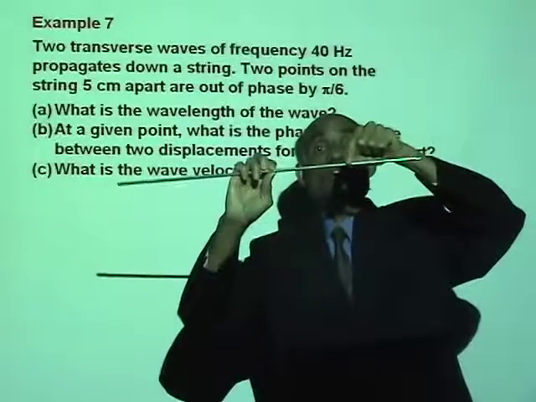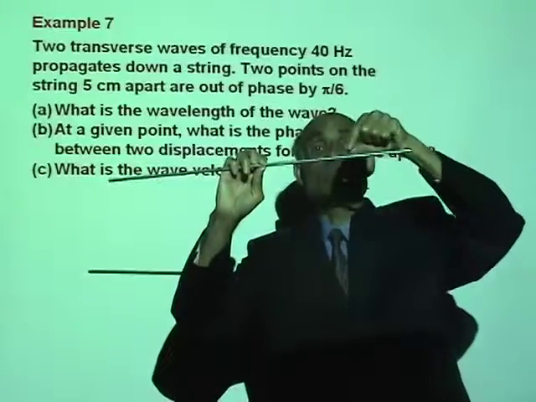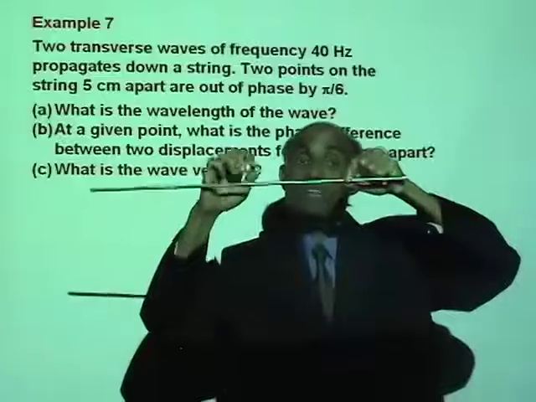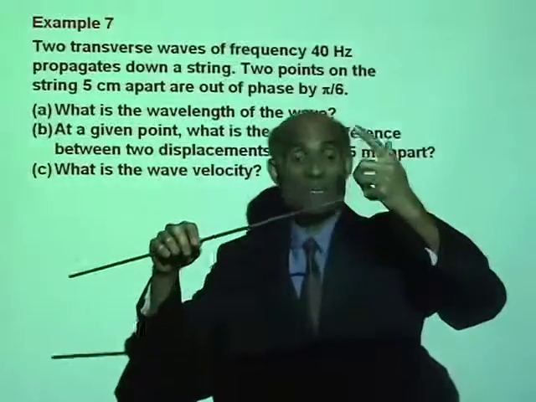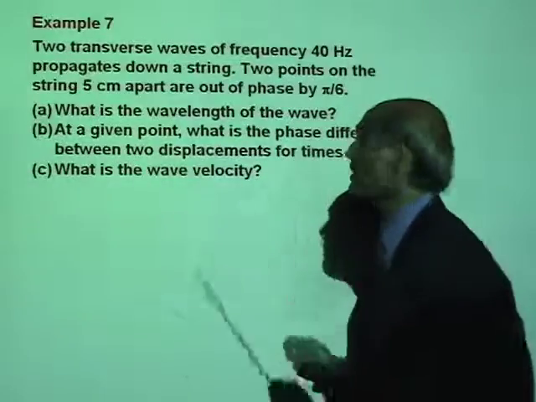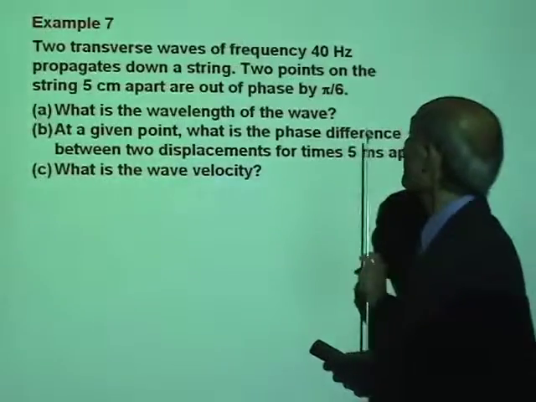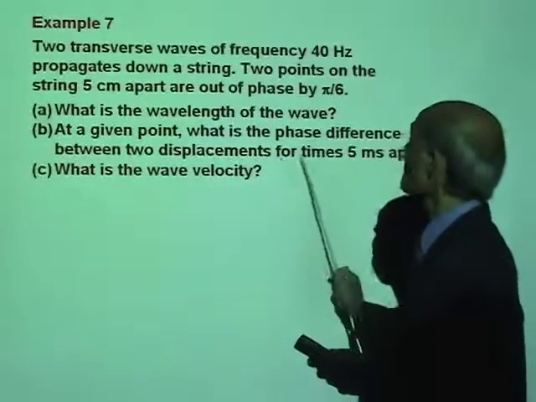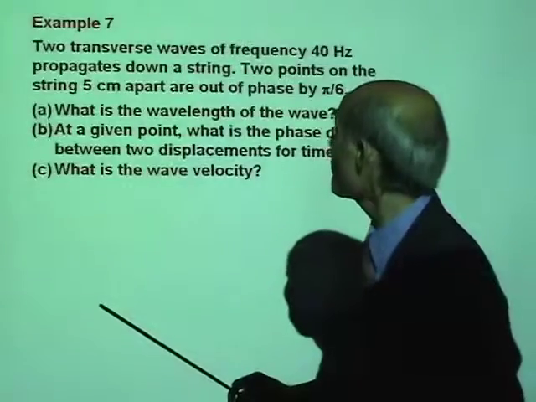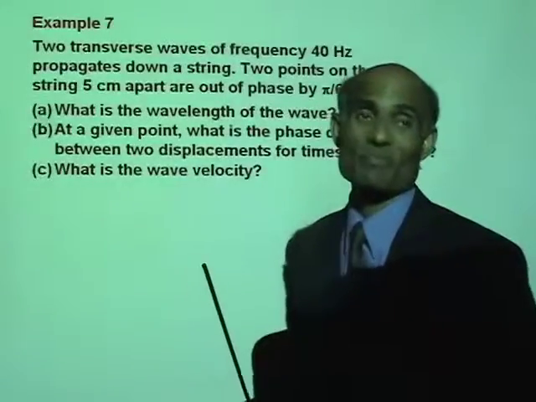It means a particle here has gone all the way up to the upper extreme. The particle here has just received the energy and begins to vibrate. That's the meaning. The phase difference is pi/6. What is the wavelength of the wave? At a given point, what is the phase difference between two displacements for times 5 milliseconds apart? What is the wave velocity?